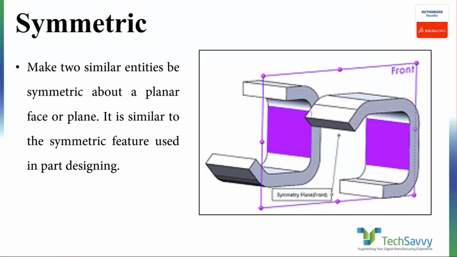Which is the symmetric. Now, symmetric we have studied in 2D sketching also. It is just like making the component symmetric about one axis or a plane. So what is a symmetric mate? It makes two similar entities symmetric about a planar face or a plane. It is similar to the symmetric feature used in part designing. So let us check what exactly it does.